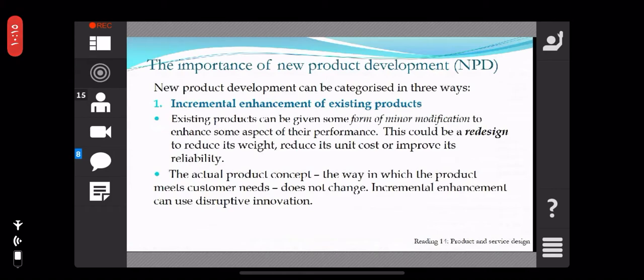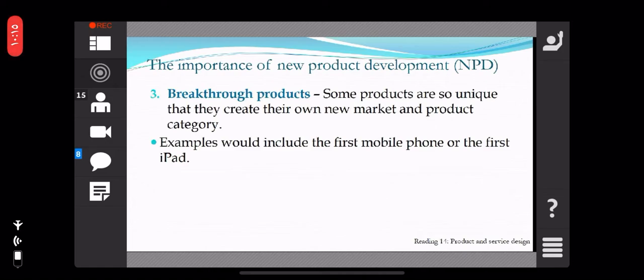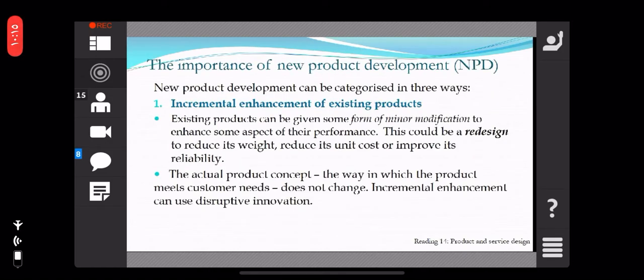A new product development can be categorized in three ways. New product development, any new product or any new service, let's say, can be categorized in three ways. Number one is incremental enhancement of existing products. Number two is new generation products, breakthrough products. Number one is incremental enhancement. Incremental is from increment. Enhancement means you are enhancing something.